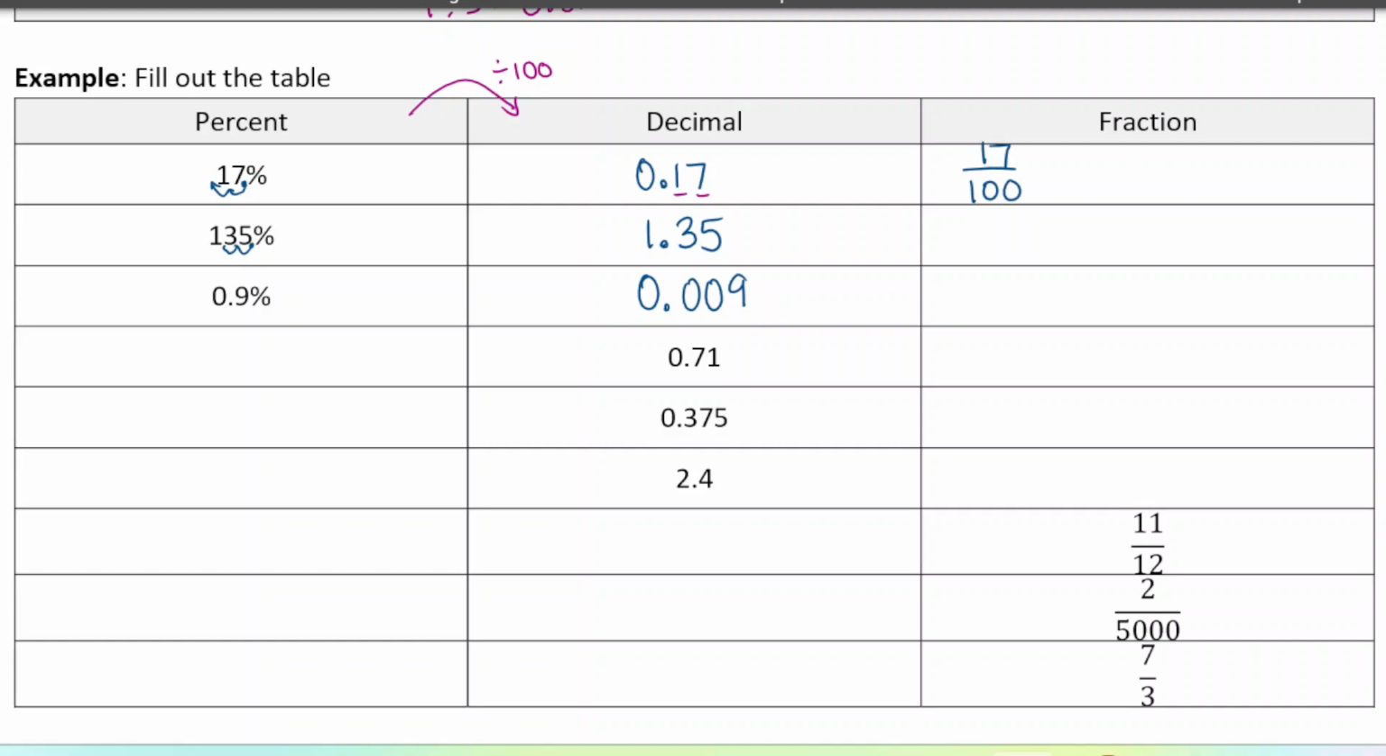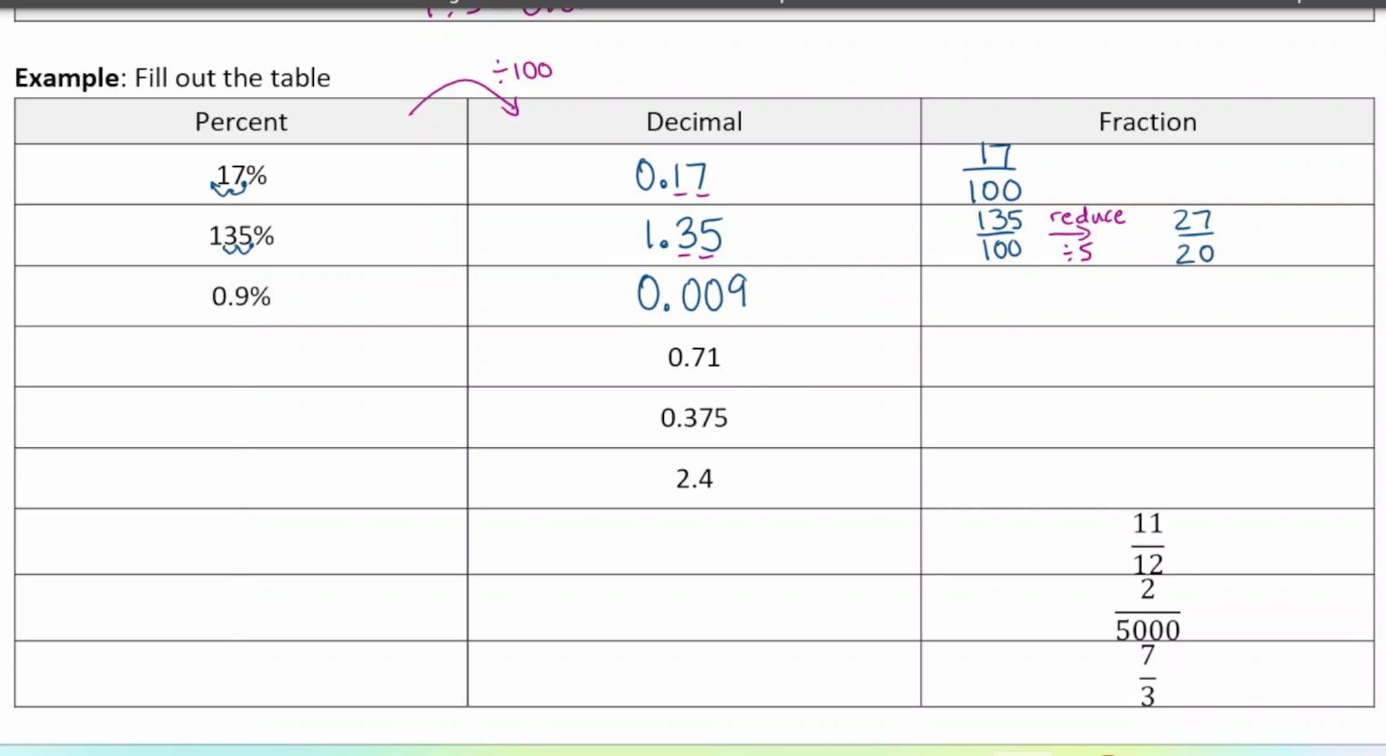Same thing here, I have 2 places after the decimal, so it's going to be out of 100, and I just simply write the number 135. So I have 135 hundredths. Now this one can be reduced if I divide the top and bottom by 5. So I'm going to go ahead and do that. And I get 27 over 20.